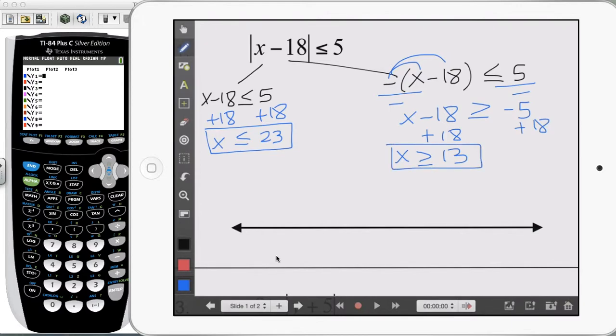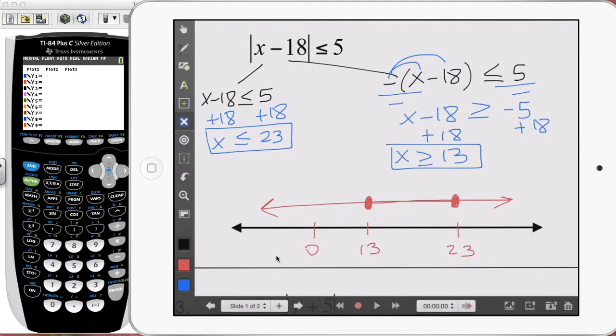Now remember, every time we have two inequalities like that, let's say we have 0 over here, 13 over here, and 23 over here. Now x can be less than or equal to 23, so a solid, filled circle, going on to the left. And then the other one is going to be x greater than or equal to 13 and going on to the right.